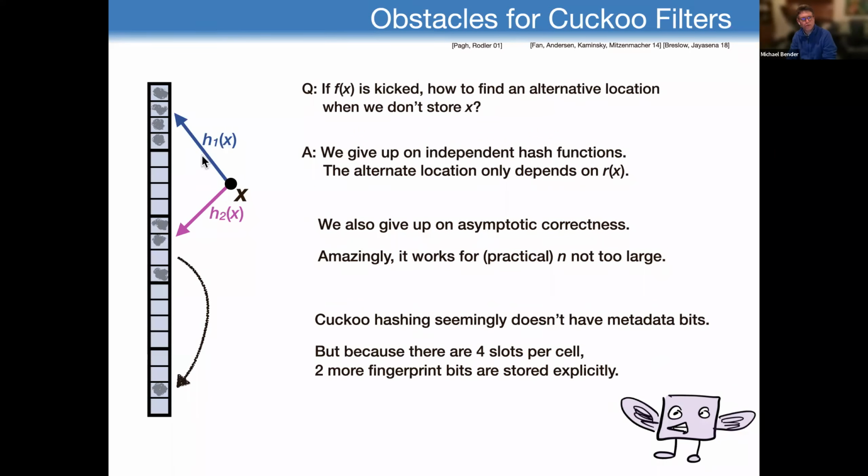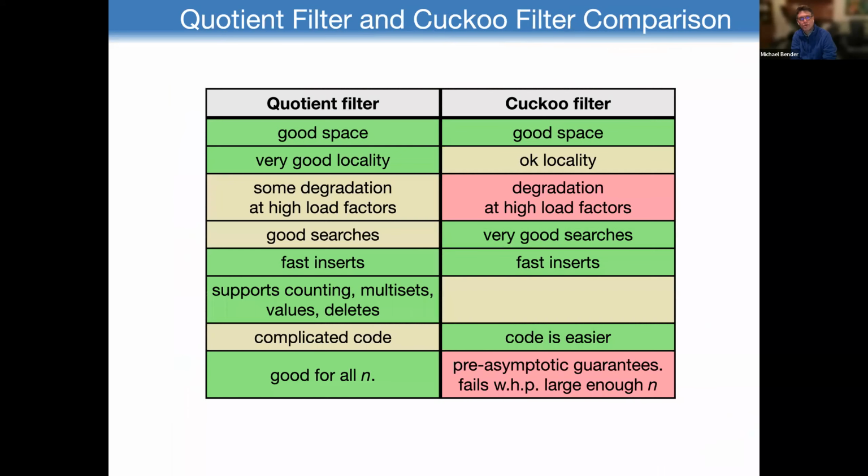Now, what's interesting about the cuckoo filter is it seemingly doesn't have any metadata bits, but actually they're sort of there, because since there are these 4 slots per cell, 2 more fingerprint bits are stored explicitly. I'm not sure whether I'll go into the details, but basically the quotienting isn't as efficient. And so it's basically the same size as what I described before. If we compare these 2, in both cases, the space is great. The quotient filter has slightly better data locality, maybe, but they're both good.